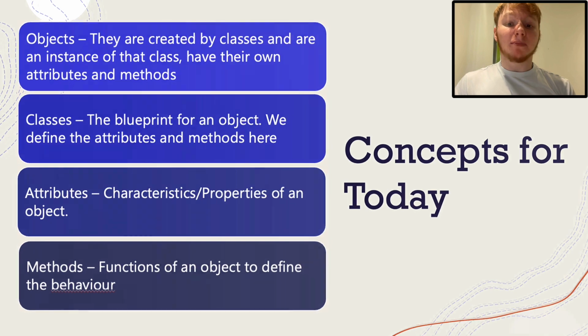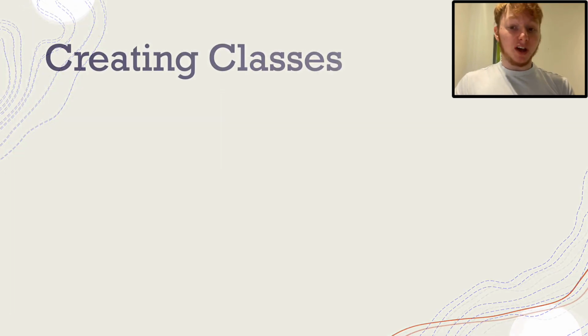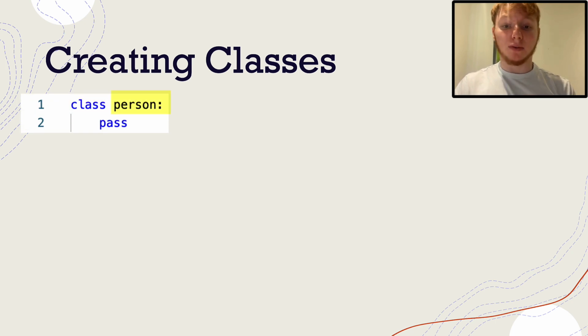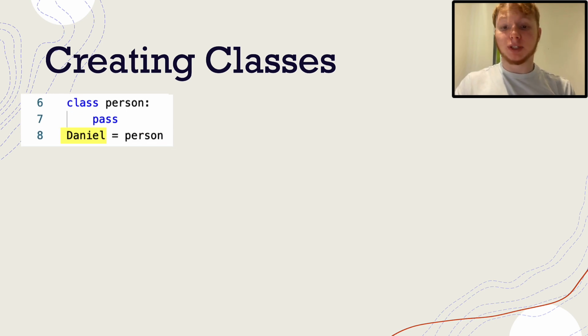Alright, so let's jump into the coding, shall we? So first we're going to define a class. To do this, all we need to do is use class and then the name of the class followed by a colon. Now we have created a class called, for this example, person. Now let's create an object for this class. We do this by setting the name of the object, for this example Daniel, to the name of the class. So now we have an object called Daniel for the class person.